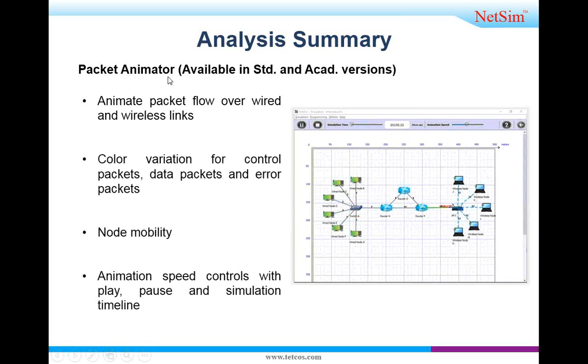Now packet animator. Here you can see in the screenshot, packets are moving from one node to another. It will run after the simulation, and you can change the animation speed from here. You can change the color variation of the control packets, data packets, and error packets. Animation speed can be varied from here.